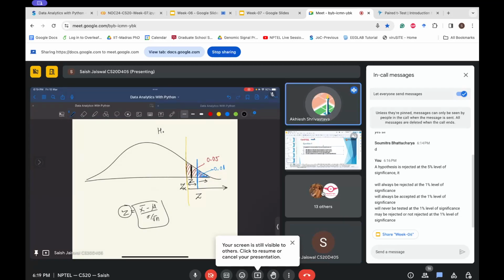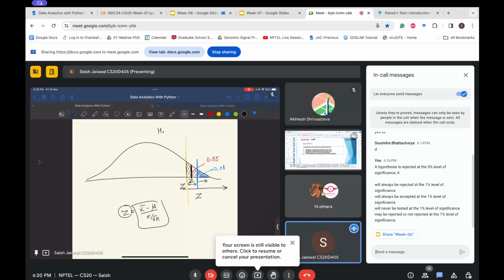Yeah, that means we are changing the value of the significance, from 5% to 1%. So we saw in one of the sessions how we can reduce or increase the type 1 error and type 2 error, right? When does the type 1 error occur? When we reject the null hypothesis when it is true.